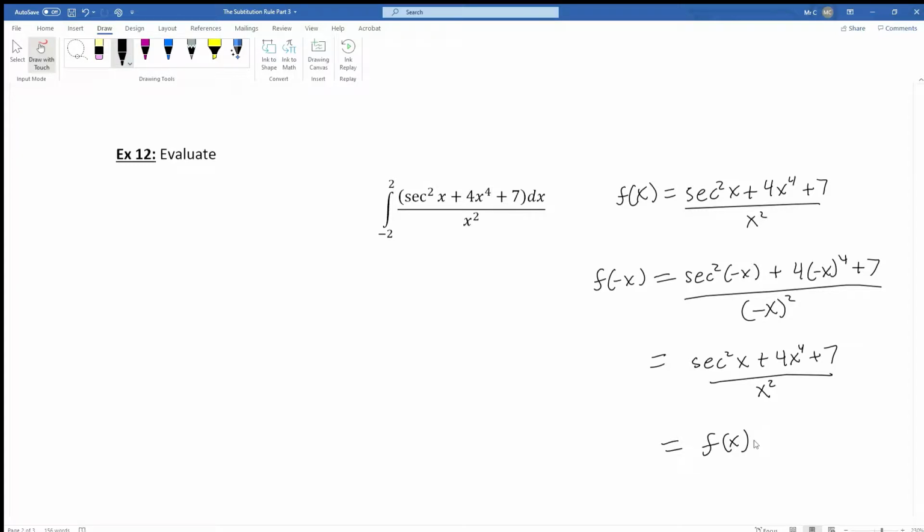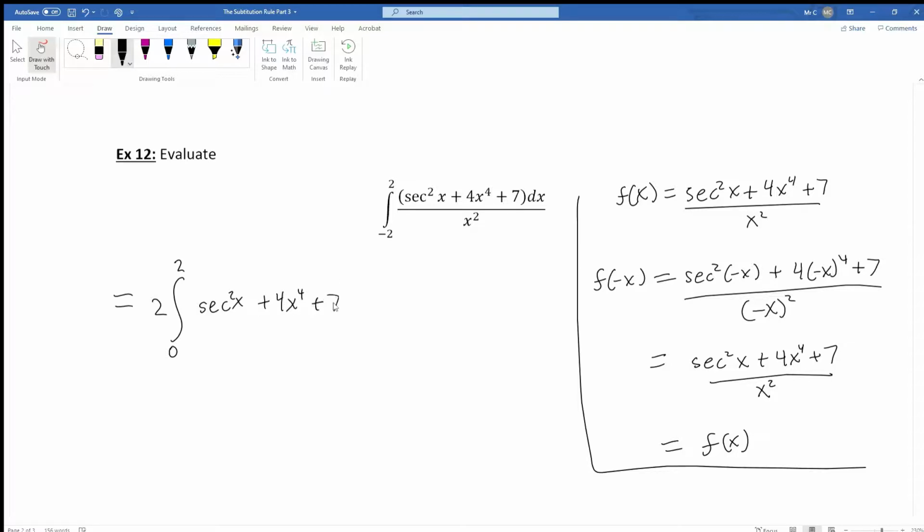All right, now it's not as easy as the odd function situation. We're still going to have to do some work, but this does cut out some algebra for us and lets us rewrite this as 2 times the integral from 0 to 2 of secant squared of x plus 4x to the 4th plus 7 all over x squared dx.